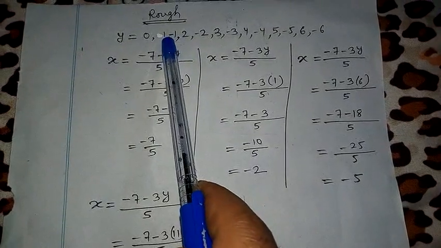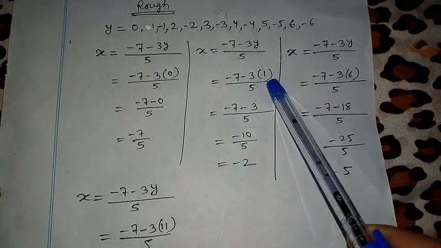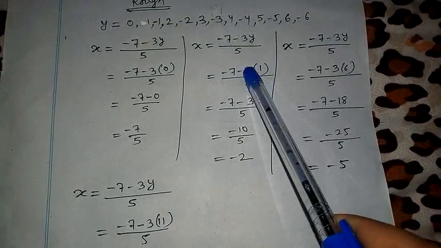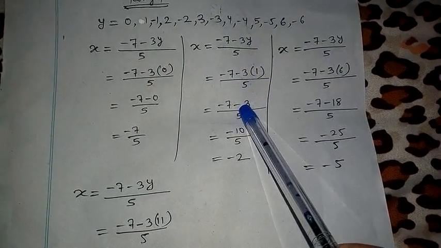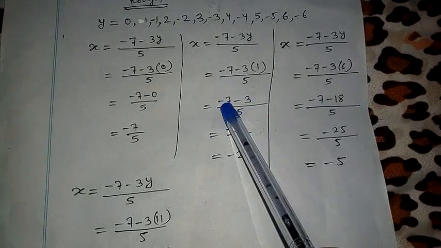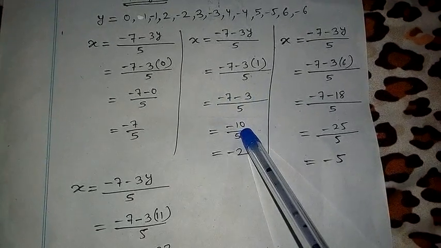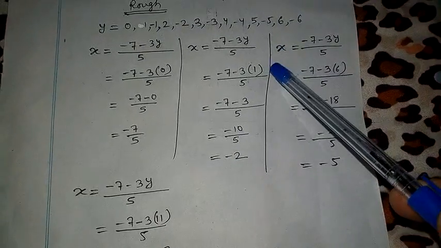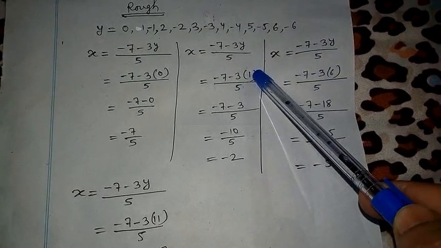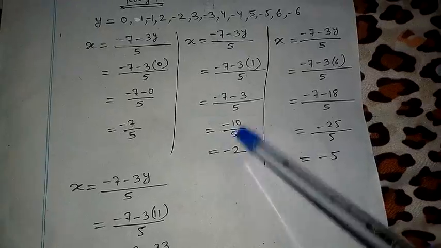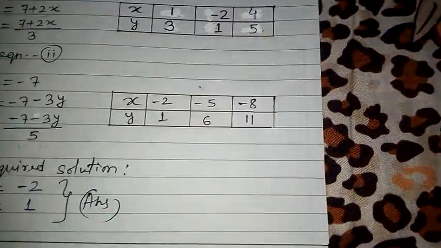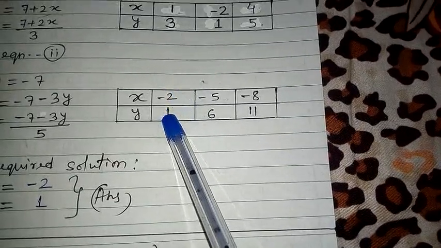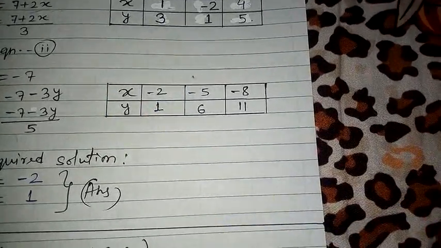Now I will take 1. Here with 1 it was successful. You can see I have put the value of y as 1. So minus 3 into 1, minus 3. 3 1s are 3, minus 3. Minus 7 minus 3 is minus 10. Minus 10 by 5, 5 2s are 10, minus 2. So now I can say the value of y is 1 and the value of x is minus 2. 1 is the value of y and minus 2 is the value of x. So I will write here 1 and then minus 2 on the top.